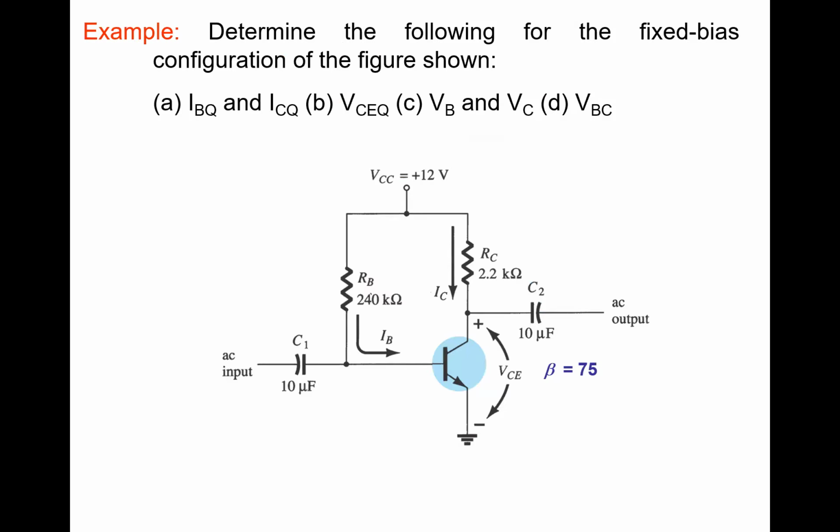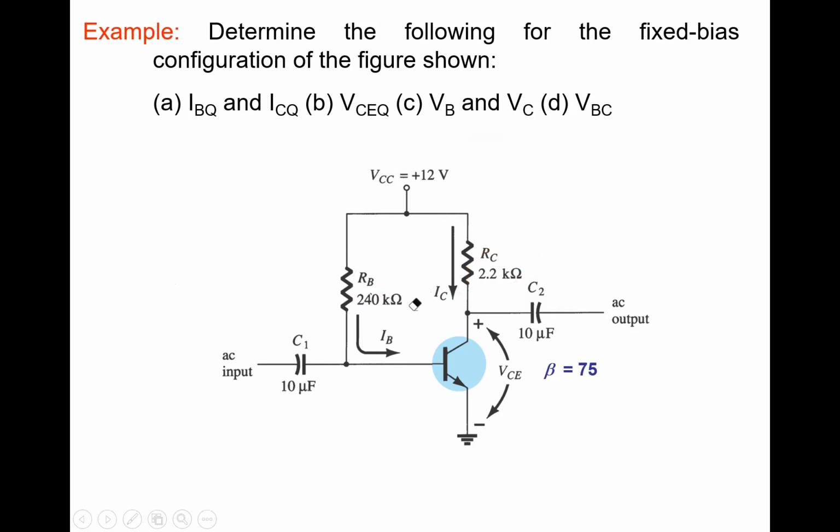After determining the input current and output current, we move on to determine the operating point on a DC load line. Before we determine the operating point, let me see a small example under the fixed bias configuration. How do we determine the IB, IC, VCE, and VB, VC, and VBC voltages. If this is the figure, the DC bias voltage is 12 volts and beta value is 75. Resistor RC value is 2.2K and RB value is 240 kilo ohms.